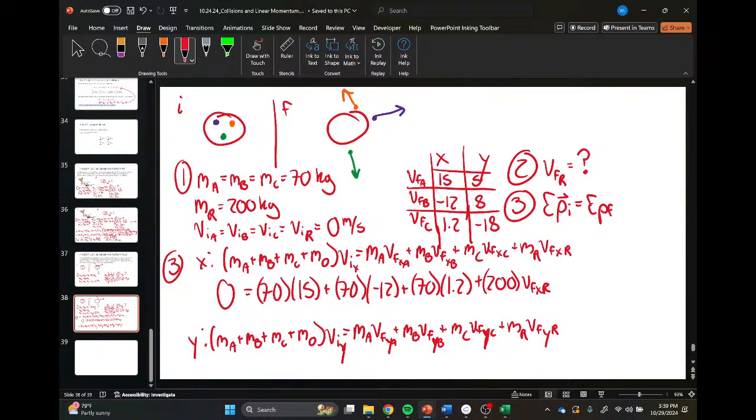And you do some math, and you get the velocity of the rock in the x direction is 0.21 meters per second. Ooh, be very, very careful. I made a mistake here.